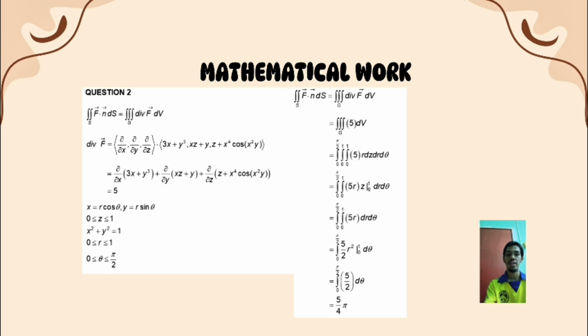Move on to the second question. We need to find the flux integral by using the divergence theorem. We are given a solid S bounded by x squared plus y squared equal to 1, x and y greater than 0, and z between 0 and 1. The first thing we need to find is the divergence of F. We use the same formula and get the answer equal to 5. After that, we substitute the value of 5 into the triple integral. Same as question 1, we convert it into cylindrical coordinates and solve it, and we get the answer 5 pi over 4.